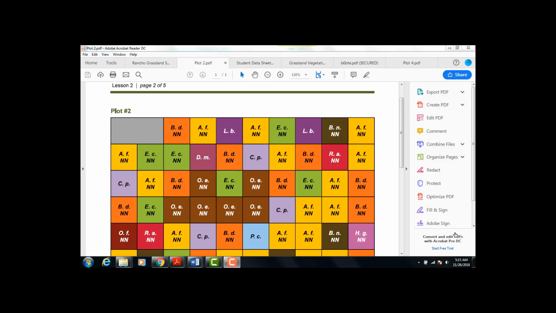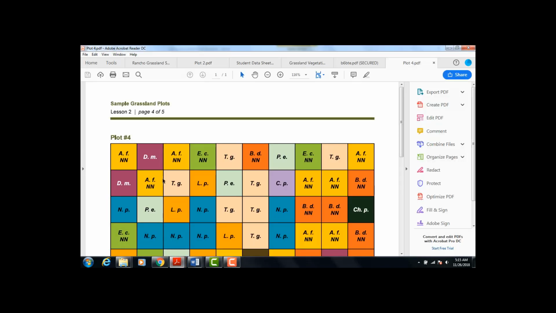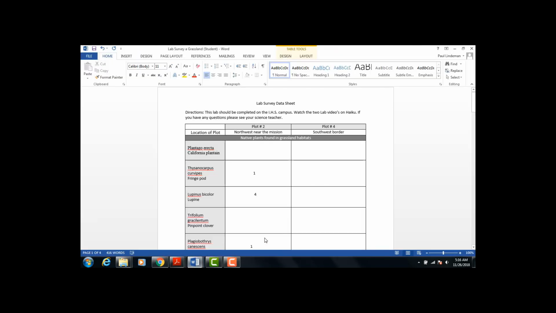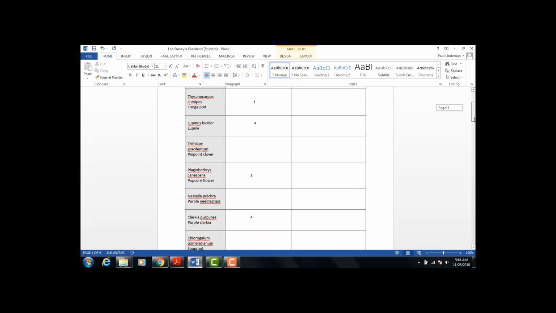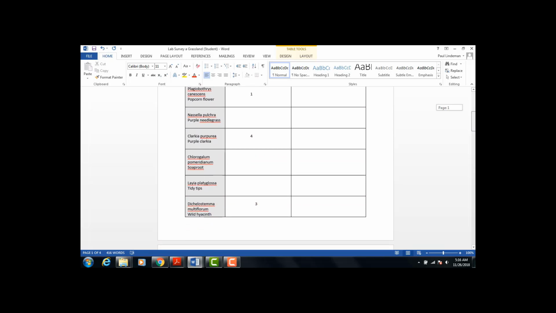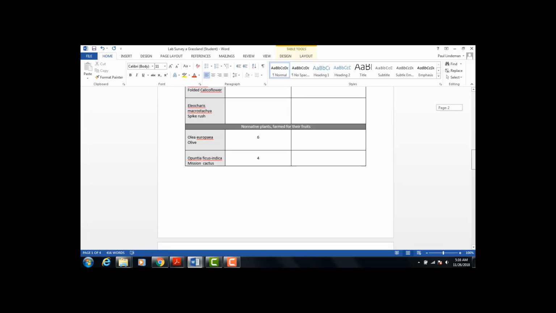This is the final video for how to do the lab on grassland survey. So what you have just finished doing is plotting the data for, or surveying the number of plants that are in plot 2 and surveying the number of plants that are in plot 4 of your grassland. And you've recorded that information into your data sheet, right? And so for plot 2, you would have the following data: 1, 4, 1, 4, 3, 6, 4.